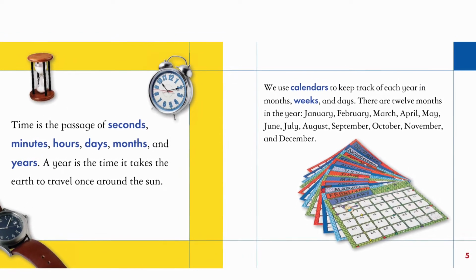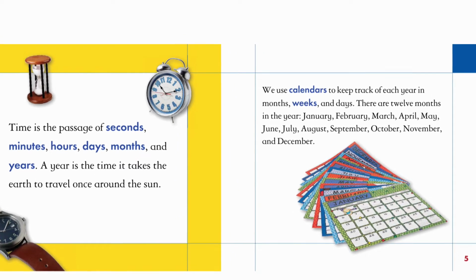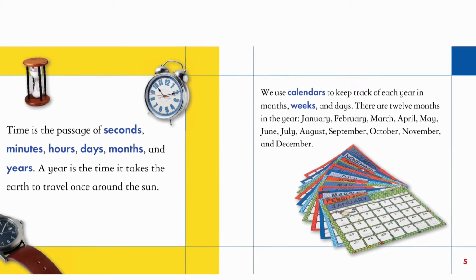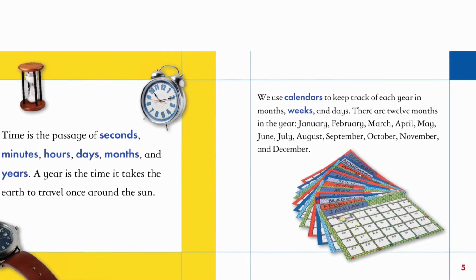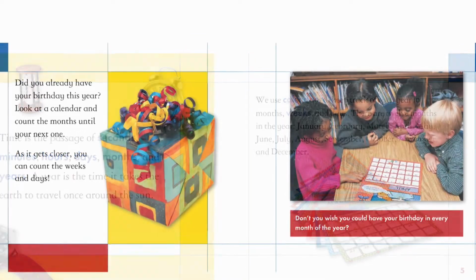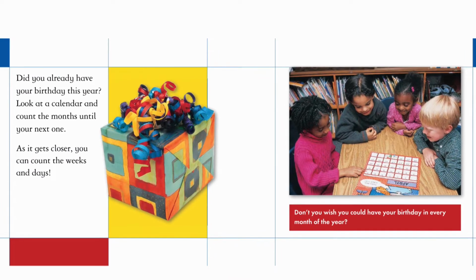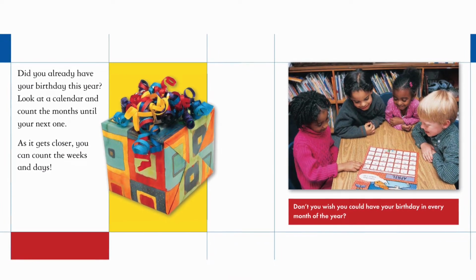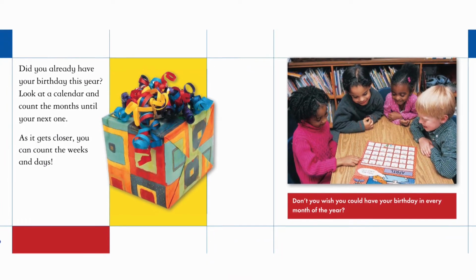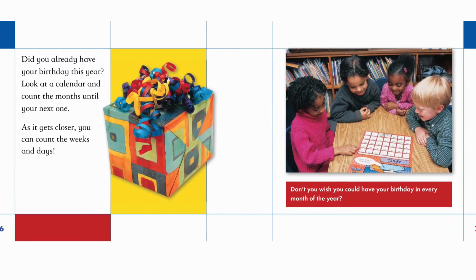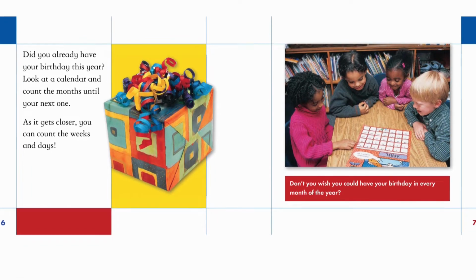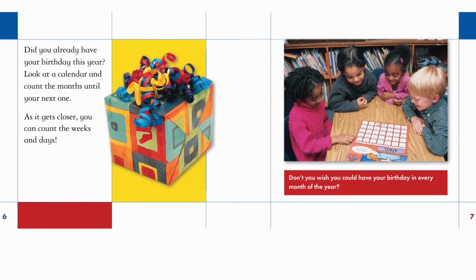There are 12 months in a year: January, February, March, April, May, June, July, August, September, October, November, and December. Did you already have a birthday this year? Look at the calendar and count the months until your next one. As it gets closer, you can count the weeks and the days. Don't you wish you could have your birthday every month of the year?